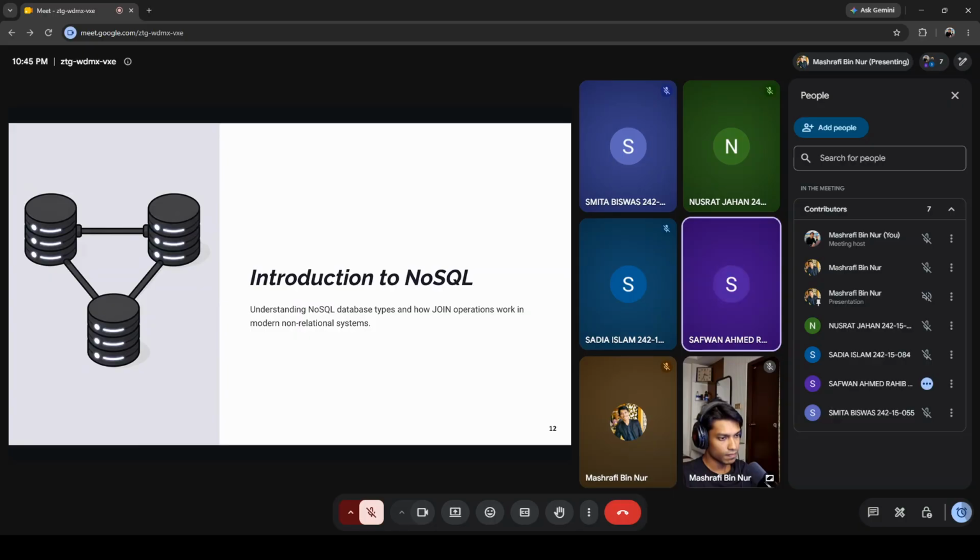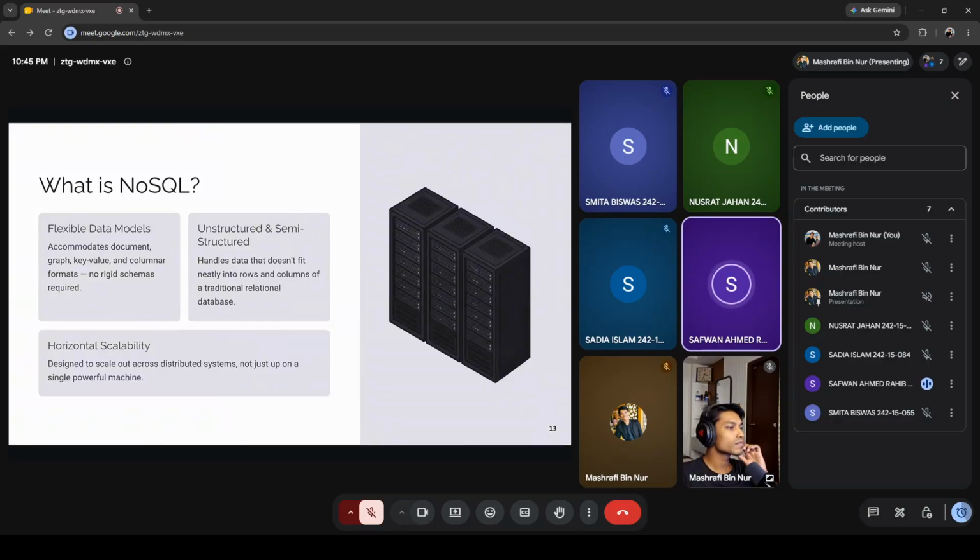Today I will be explaining NoSQL. Next slide. So, what exactly is NoSQL? The biggest difference is that NoSQLs offer flexible data models. You do not need to set up a rigid schema beforehand. It easily accommodates different formats like documents, graph, and key value. It is built specifically to handle unstructured data.